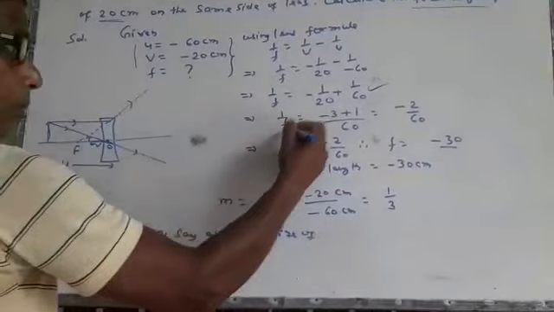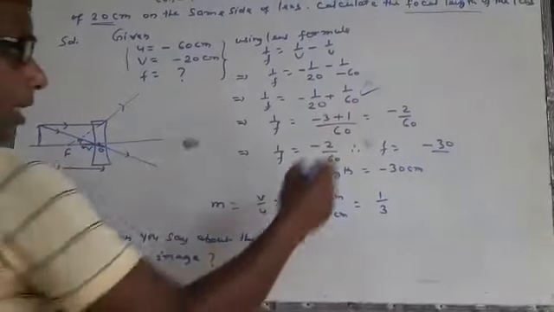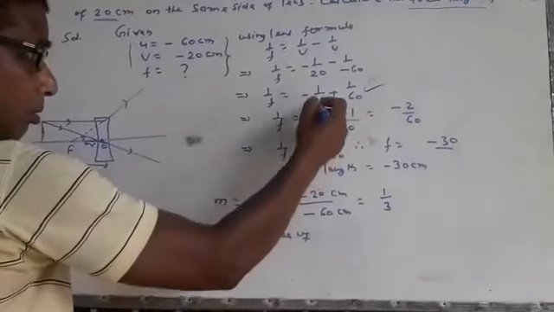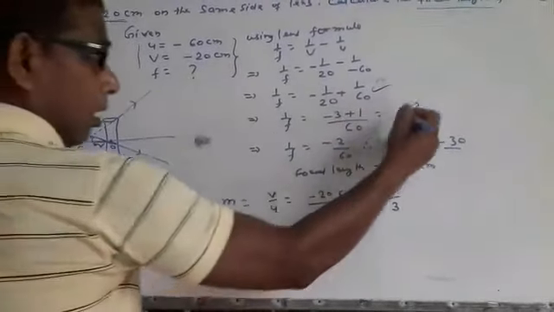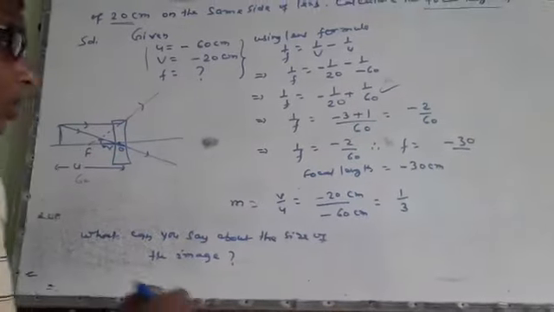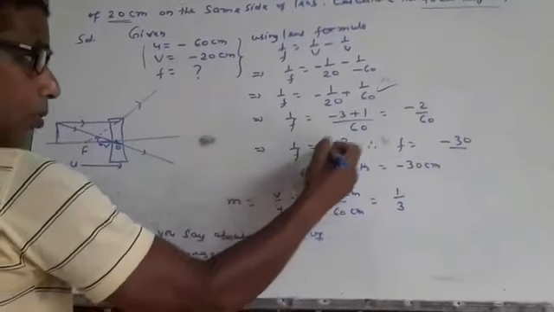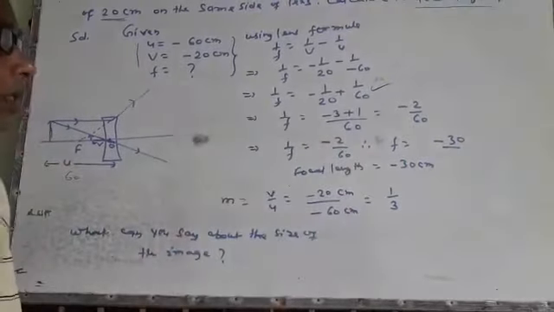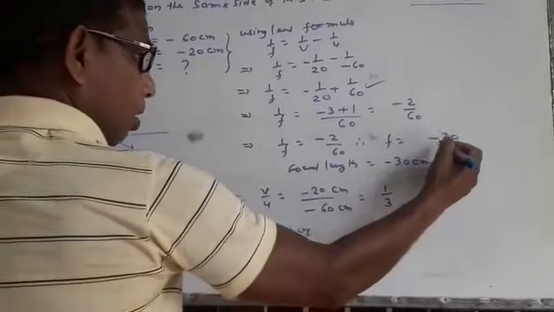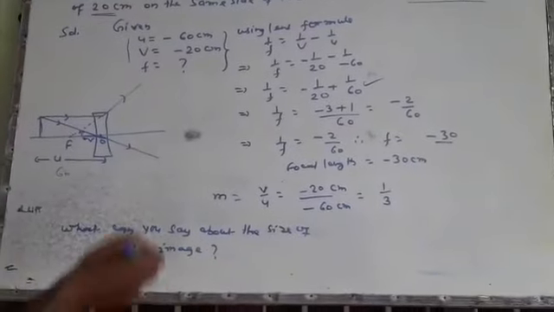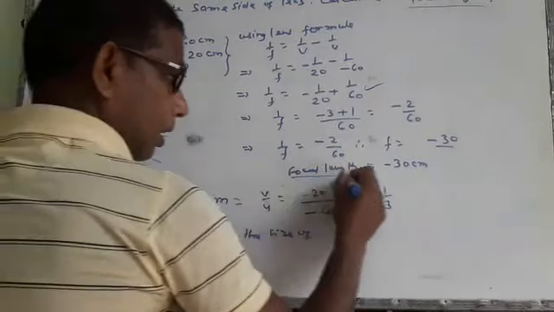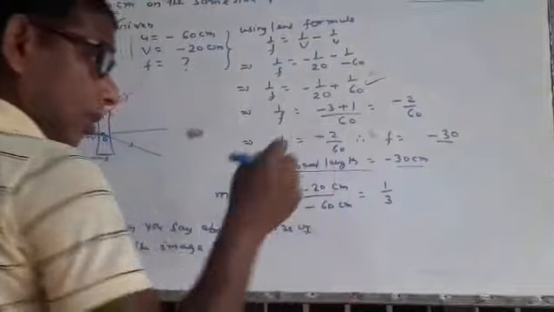1 by f equal to, LCM of 20 and 60, that is 60. 3 times with minus sign and 1 time plus 1, that gives minus 2 by 60. 1 by f equal to minus 2 by 60, therefore f equal to minus 30 centimeter. This means we can say the focal length of the given lens is 30 centimeter.